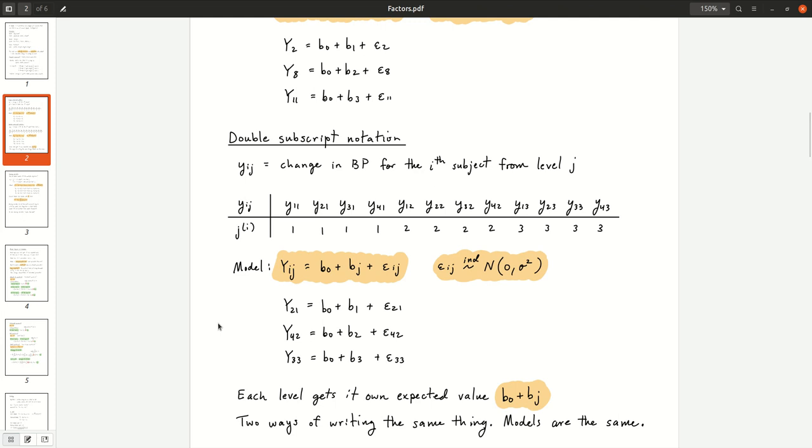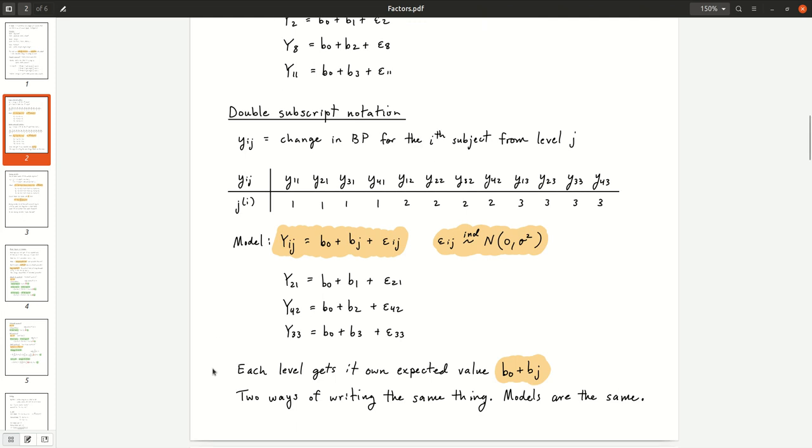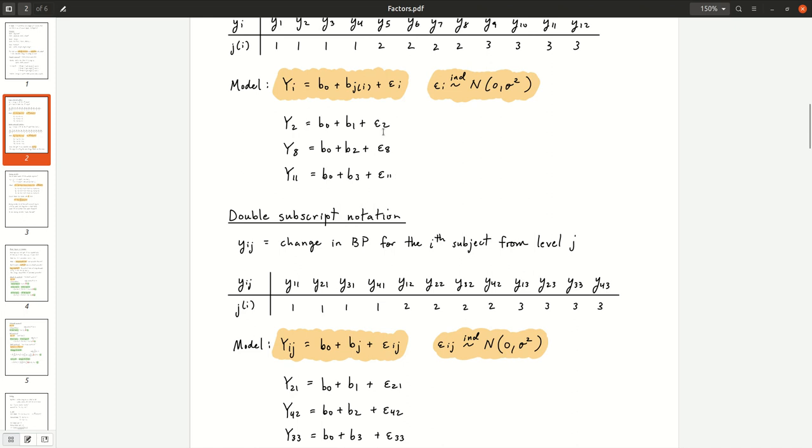Okay, so in both of these models, just to reiterate, each level gets its own expected value. And in terms of our parameters, that expected value is B0 plus Bj. So that's the expected value for the jth level of the factor. And these are just two different ways of writing the same exact model. What you'll notice is that the right-hand side of these three are the same. So B0 plus B1 plus error, B0 plus B2 plus error, B0 plus B3 plus error. These are the same as up here.